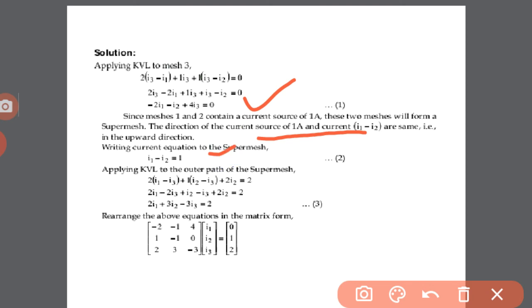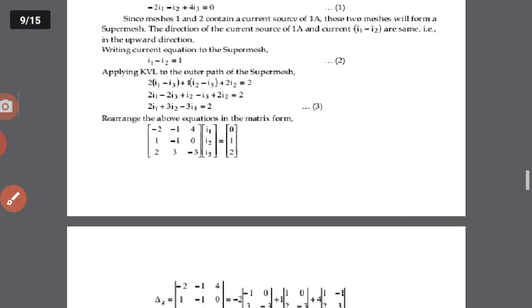Next, for applying the third one, that is equal to the super mesh analysis, that is 2I3 plus 3I2 minus 3I3 is equal to 0. Again, from these three equations you have to write down the matrix form, that is the matrix equation.